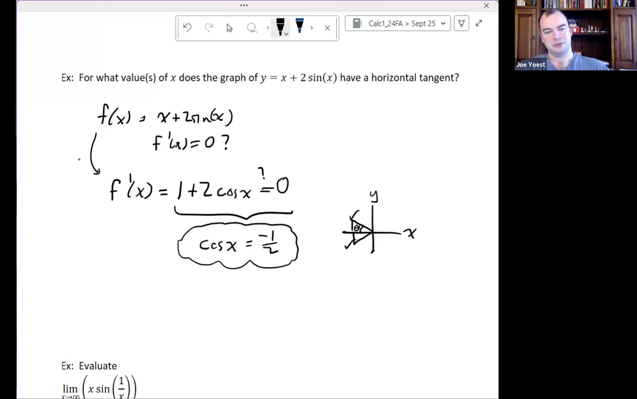But let's start off with asking, when is cos theta equal 1/2? So this is kind of our scratch work over here. Well, we know we have a special triangle.